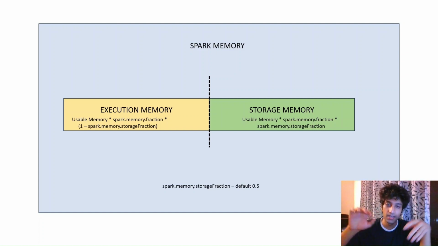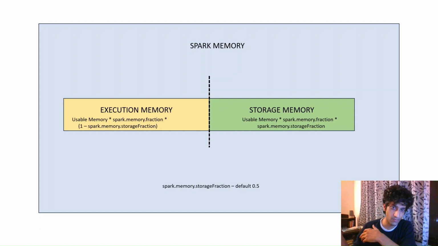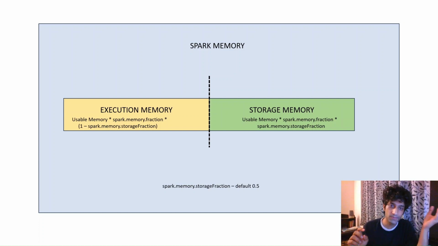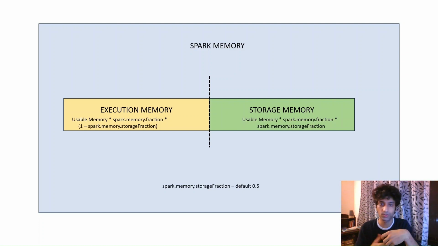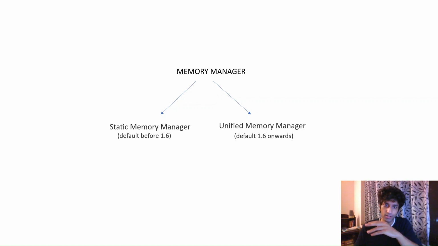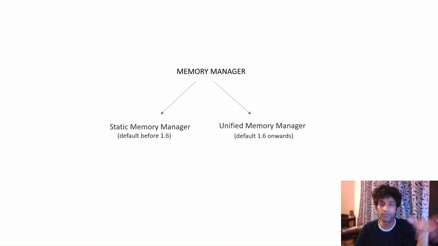And then memory managers, if it is static, then it will be 50-50 only. If it is unified, and I want to store something and the execution memory is free, I can use the execution memory as much as I want, and vice versa. If I want to execute something and my execution memory is full and storage memory is free, I can use the storage memory for execution as well. The static memory manager was the default before 1.6, and I don't think it is acting anymore, it has been removed, while the unified memory manager has been the default from version 1.6 onwards.